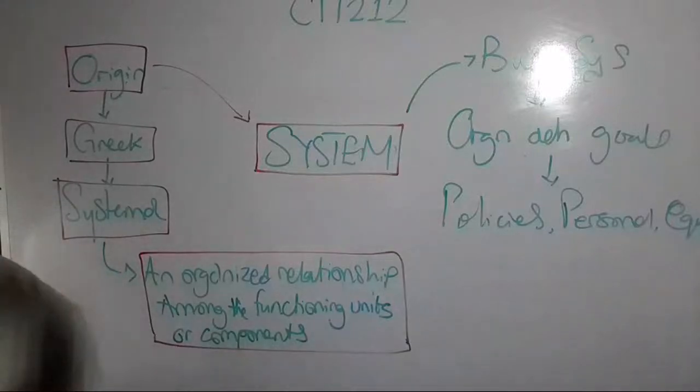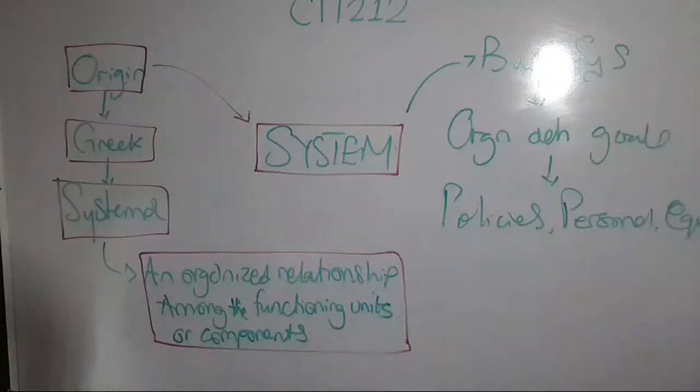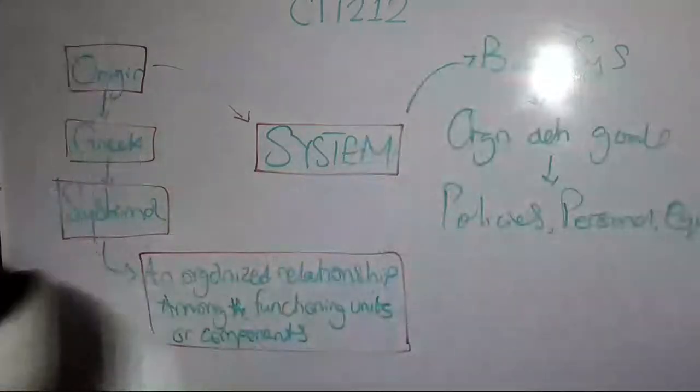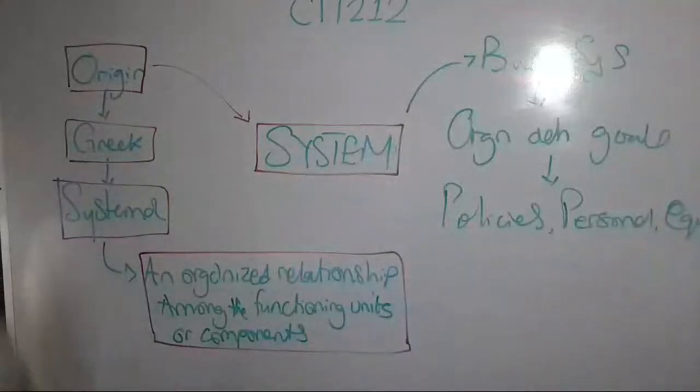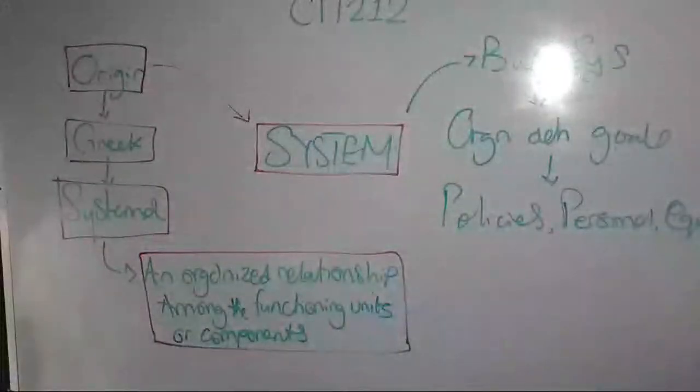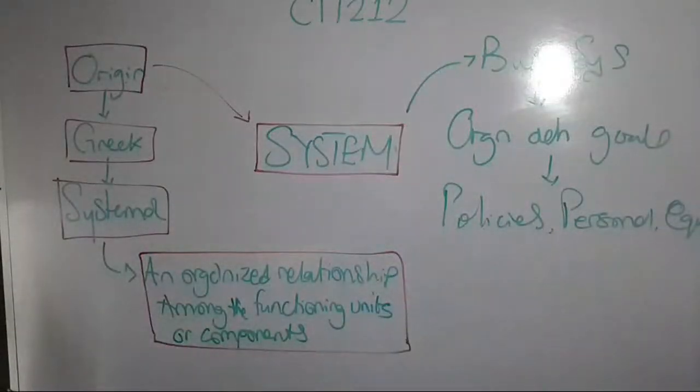Like we said, there are various definitions to the word system, but most of them seem to have what we call the common idea. So from what we are saying about system, from what we are saying about business system, all we are saying revolves around certain things. Like a system is an orderly grouping of interdependent components.